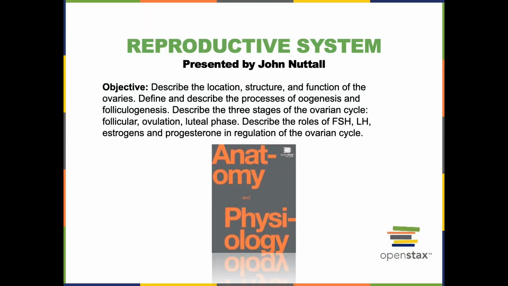This video will cover the following objectives from the reproductive system: describe the location, structure, and function of the ovaries; define and describe the processes of oogenesis and folliculogenesis; describe the three phases of the ovarian cycle: follicular, ovulation, and luteal phase; describe the roles of FSH, LH, estrogens, and progesterone in the regulation of the ovarian cycle.